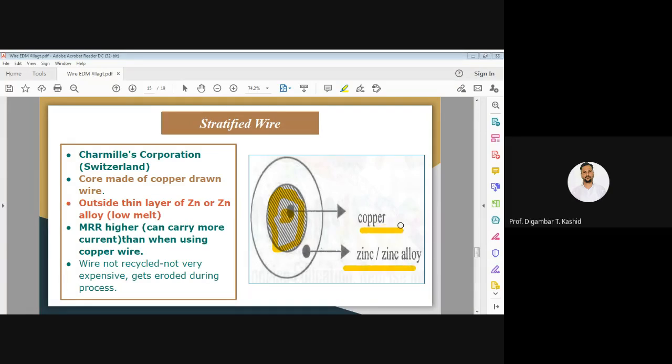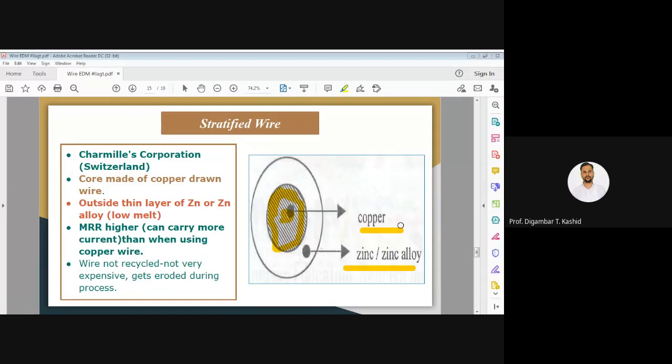Okay, you can see this core is made of copper. That is a drawn wire, and the outer layer is made up of zinc and zinc alloy, which has a low melting point, lower than your copper. So if we need a high metal removal rate, it should carry more current than when using the copper wire.